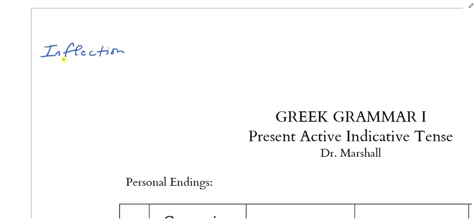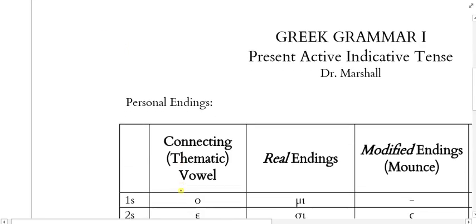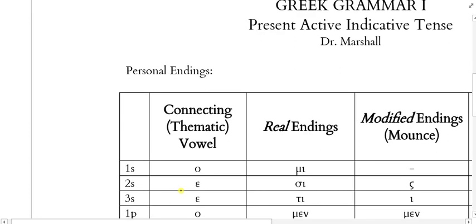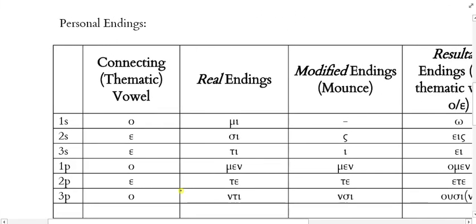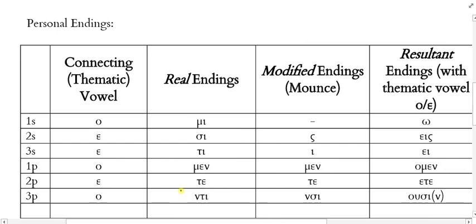The word personal endings here on your handout then refers to a set of inflections that happen on the end of the verbal form to tell us who the doer of the action is. What I want to do is walk you through the chart here, and we're going to look at what happens in the Greek present tense.